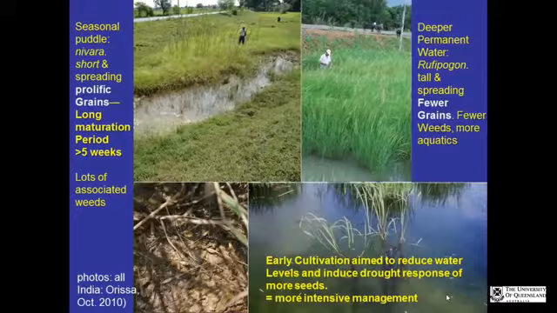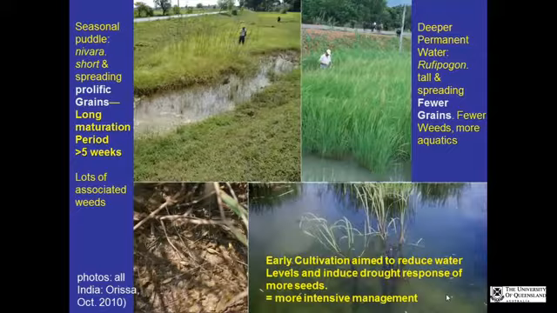And then this is the perennial Oryza rufipogon, which is growing in permanent water. These plants don't produce as many grains. Generally, they will tend to produce more leaves and more shoots, and if they continue to do that, they produce fewer grains. So to get them to produce more grains, you need to dry them out a little bit, give them just that little bit of extra drought-type stress, and then they should start to produce more grains.